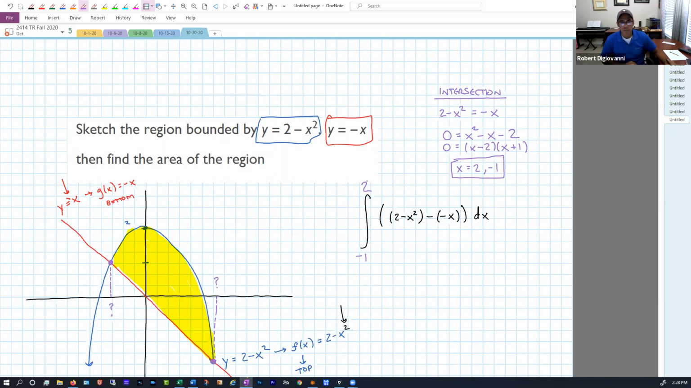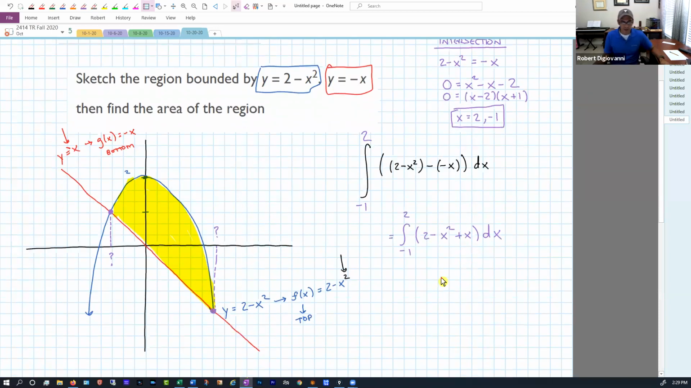Questions? Just got rid of the minus, turned it to a plus, dropped some of the parentheses there. And that's it, right? This should give us the area between these two curves.